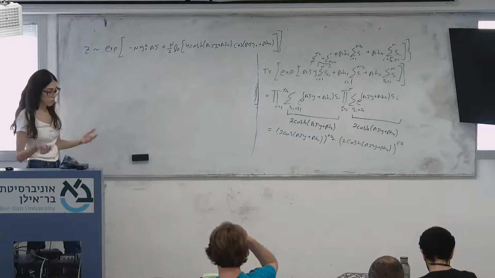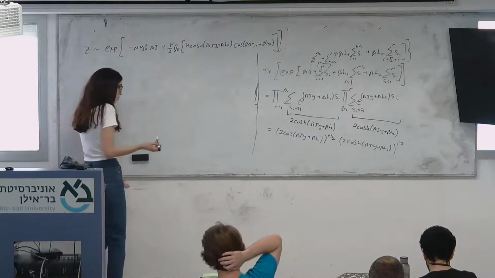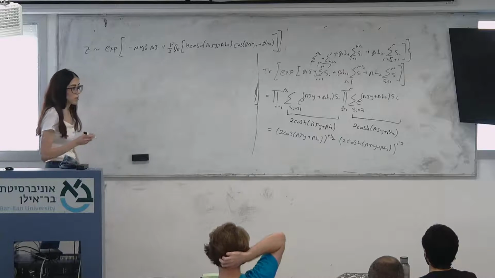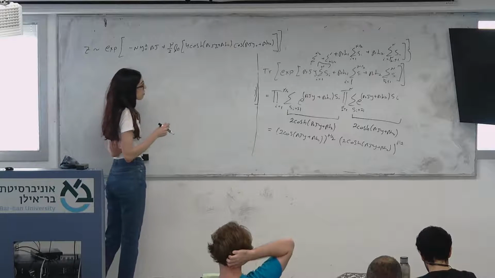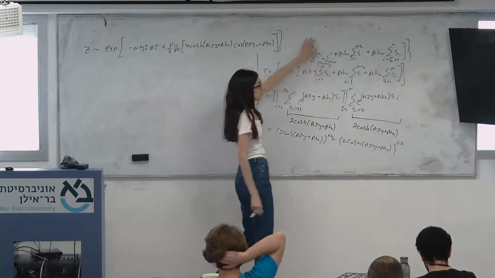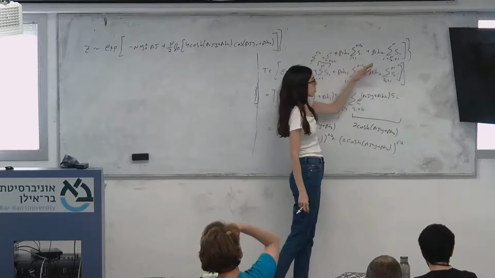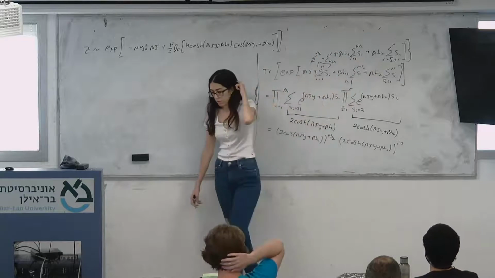Okay, so we do need to find the free energy. Everything that multiplied y was the same. The only thing that changed is the field length.